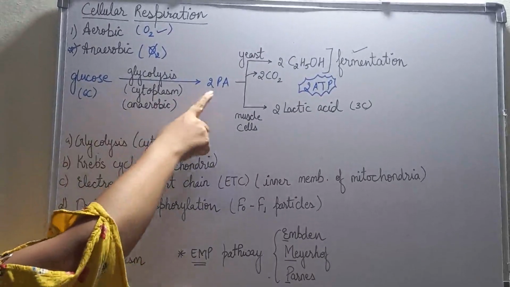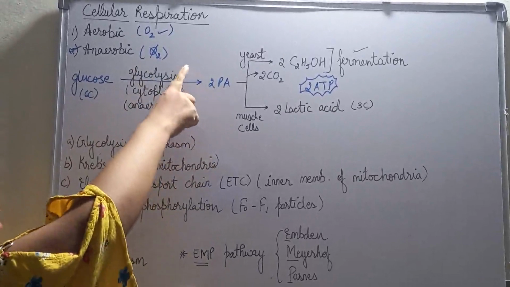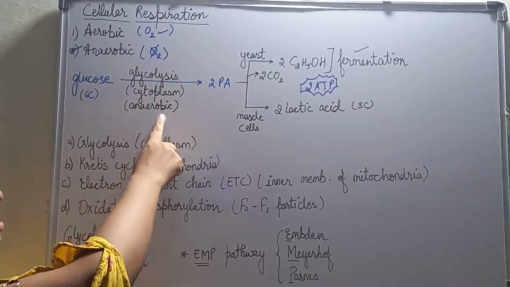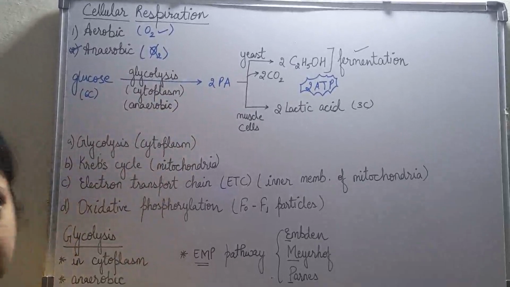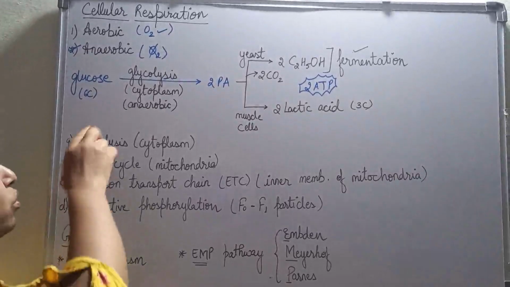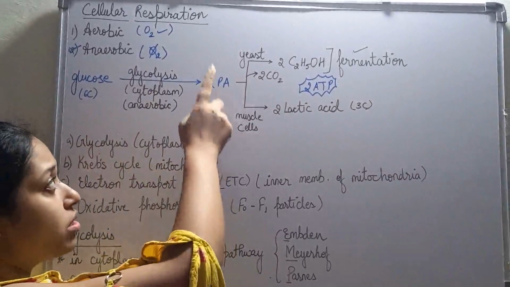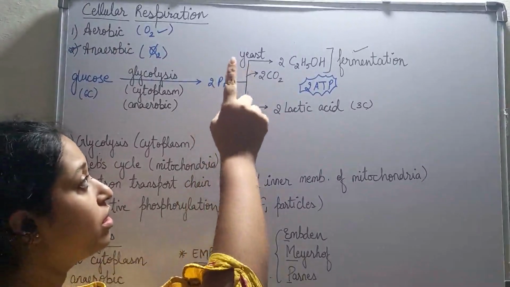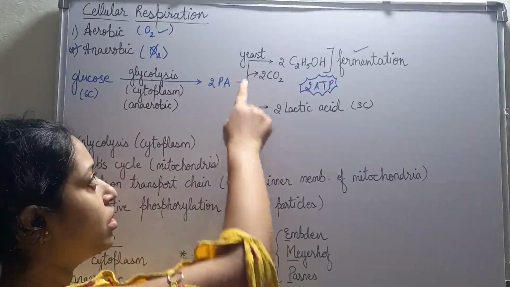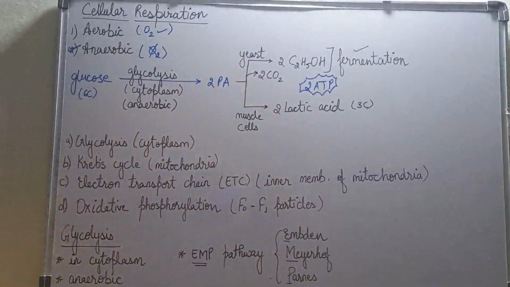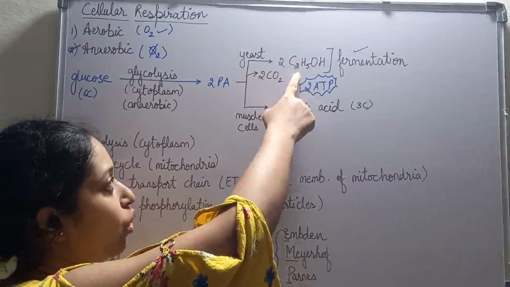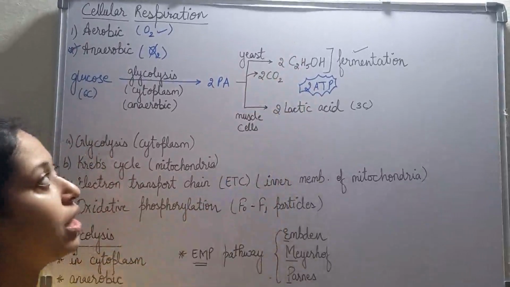So, how is this glucose converted into pyruvic acid? By a process known as glycolysis, and this glycolysis process occurs in cytoplasm, and this is an anaerobic process. Means there is no requirement of oxygen here. So, through glycolysis, glucose has converted to pyruvic acid. This pyruvic acid will undergo 2 types of process. One in muscle cells, another in yeast. First, let's talk about yeast. This pyruvic acid gets converted to ethanol with the release of carbon dioxide.